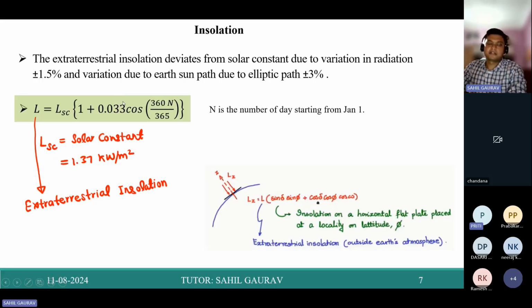Sir, what we know is insolation is basically the energy that we are receiving per area, and irradiance is basically the power. Theoretically, looking at their units, insolation comes in kilowatt hour per meter square. But in this course, we are seeing this unit as kilowatt per meter square, not kilowatt hour, that is energy, this incident energy. Okay, sir.